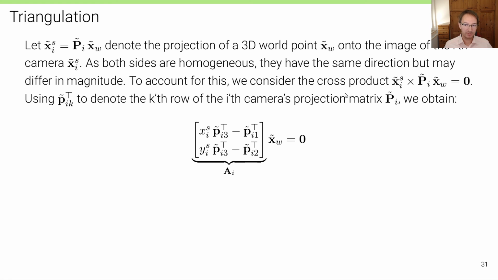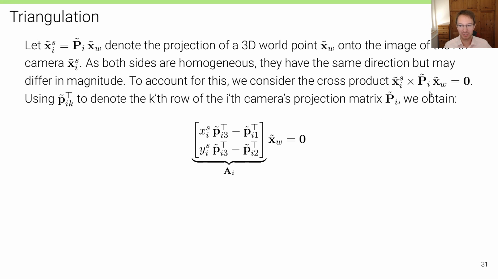So to account for this, we consider the cross product again, and we know that the cross product is 0 if these two are the same up to some unknown scale factor. So this is the constraint that we're concerned with. And now if you write this out and use p_i^k to denote the kth row of the ith camera's projection matrix, you obtain a linear equation like this that is linear in the unknown that we want to recover, which is the 3D point location in homogeneous coordinates.